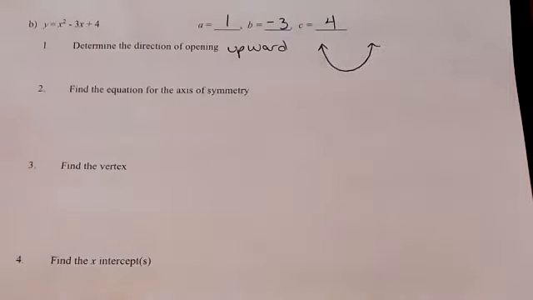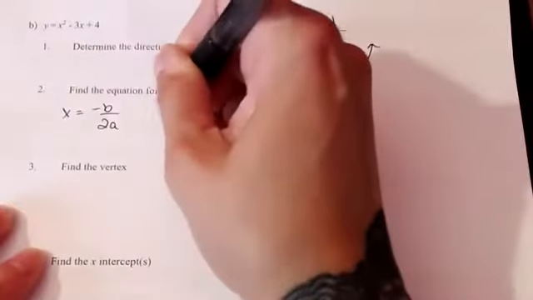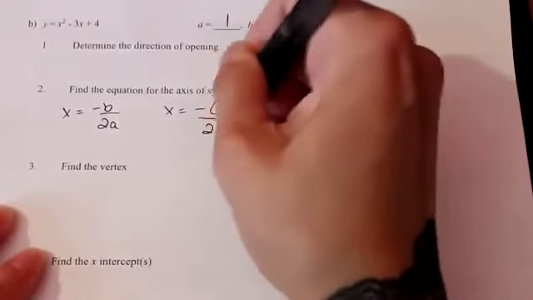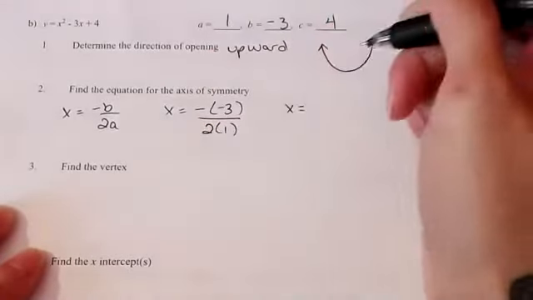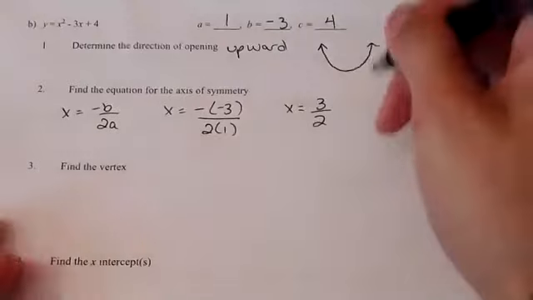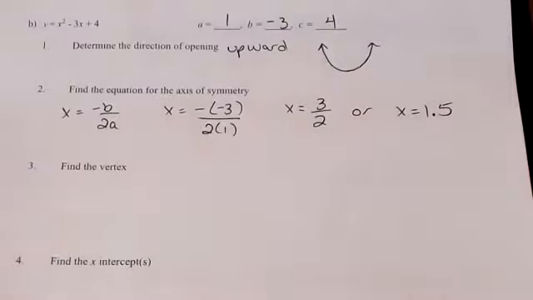Next, we want to find the equation for the axis of symmetry. So x is equal to negative b over 2a. We have negative negative 3 over 2 times 1, which implies that my axis of symmetry is 3 over 2. If that's weird to you, you can also consider this as x is equal to 1.5, right? If you took 3 divided by 2, you'd have 1.5. Something to think about in terms of graphing: it's helpful to see our values in decimal form just so that we know exactly where this is.